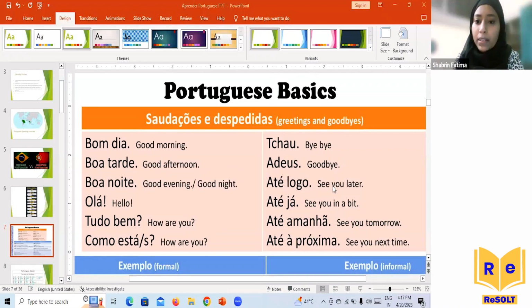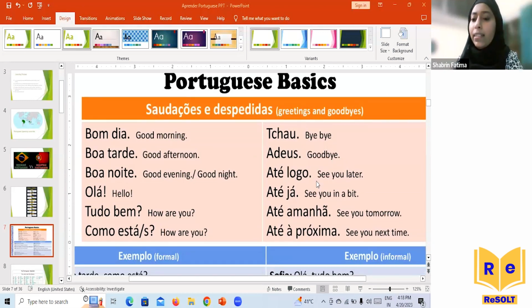Then we have ciao. Ciao is bye bye. That is actually very informal. We use ciao for friends and family. And adeus. Adeus is a very formal term, so we can use it formally. Adeus is also bye bye or goodbye.